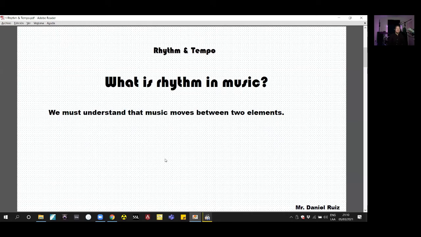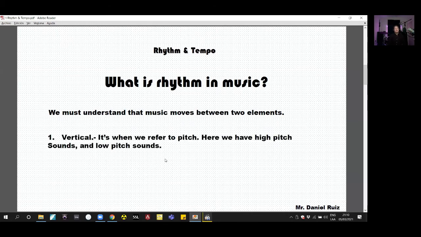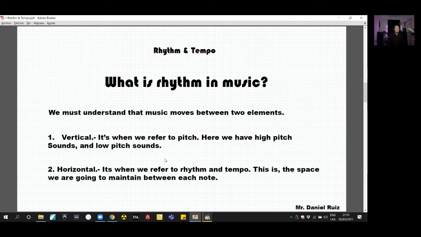The first element is vertical. It's when we refer to pitch. Here we have high pitch sounds like this, and also we're going to have low pitch sounds like this. The second element is horizontal. It's when we refer to rhythm and tempo. This is the space we're going to maintain between each note.